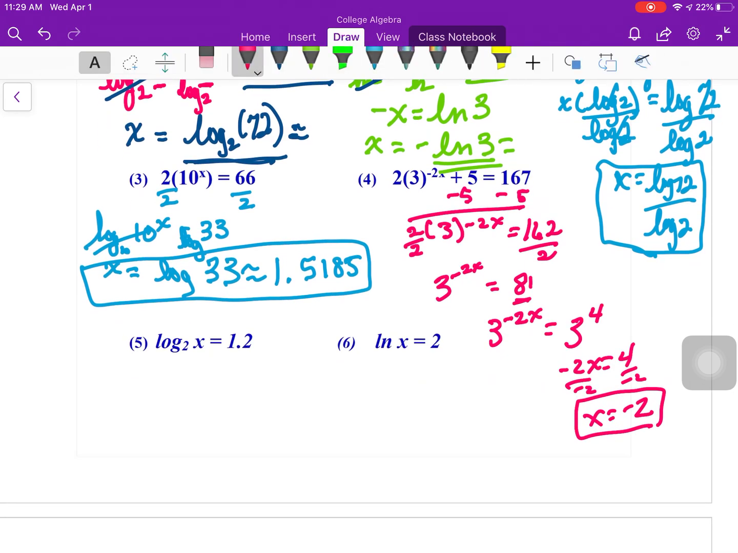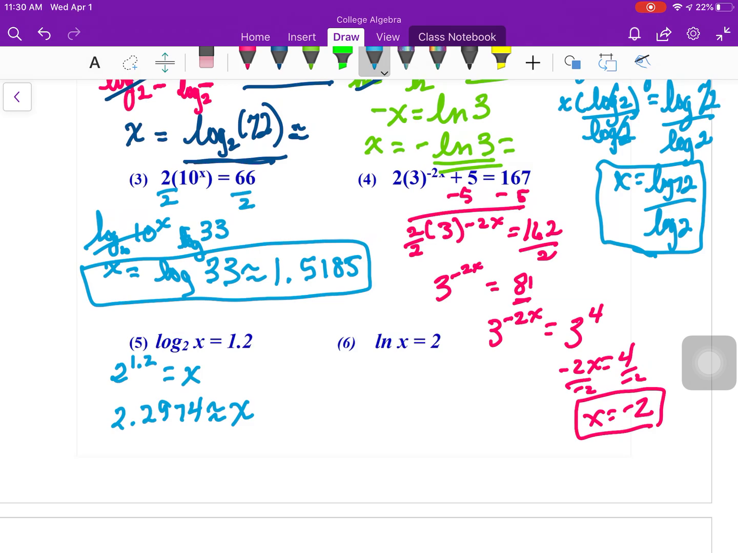Let's try the next one. It is in logarithmic form, so I'm just going to still do my rewrite. 2 to the 1.2 equals x. Well, I don't know what that is, so I go to my calculator. 2 raised to the 1.2, and I get 2.2974 is approximately what x is.